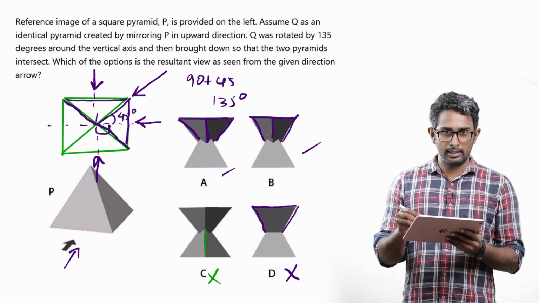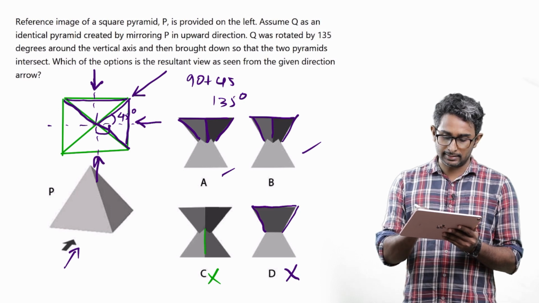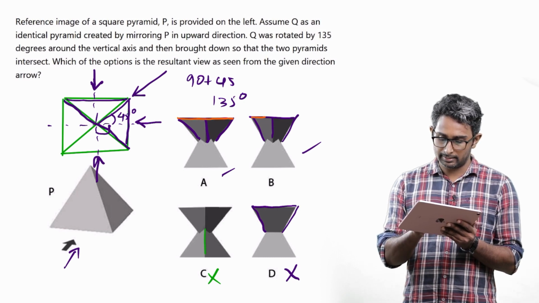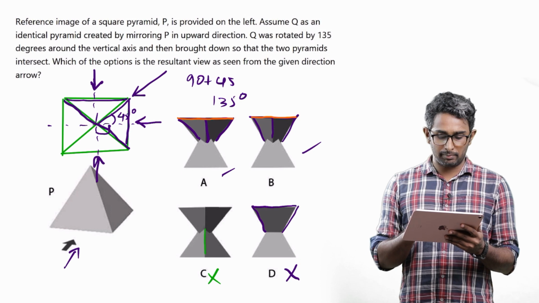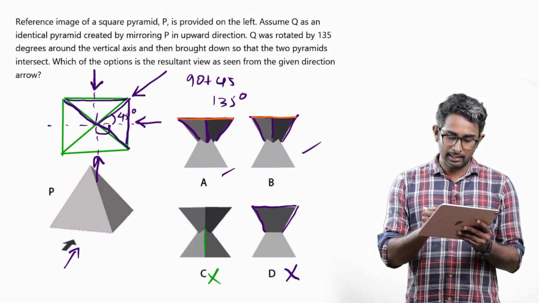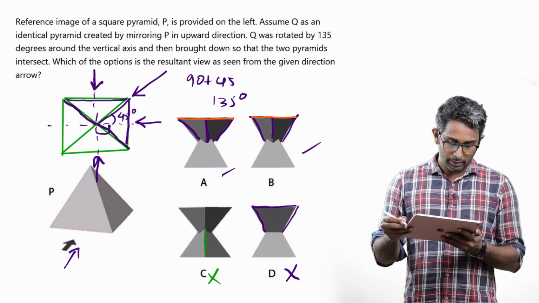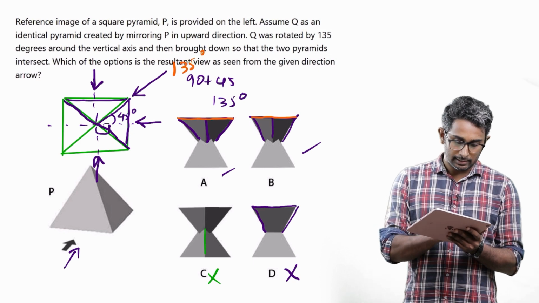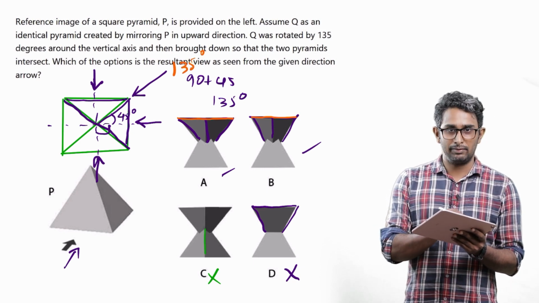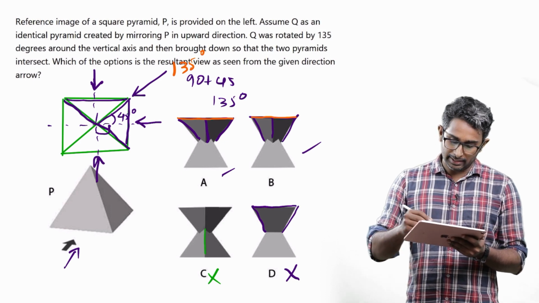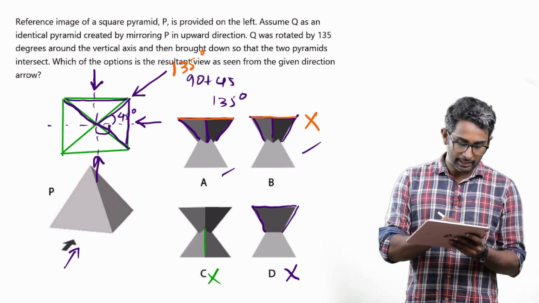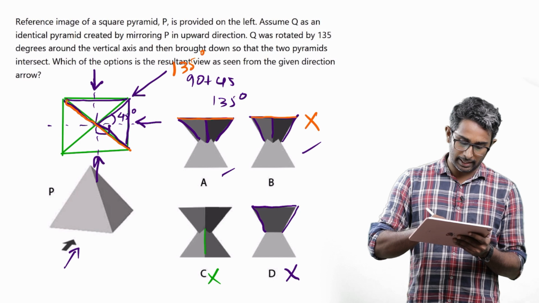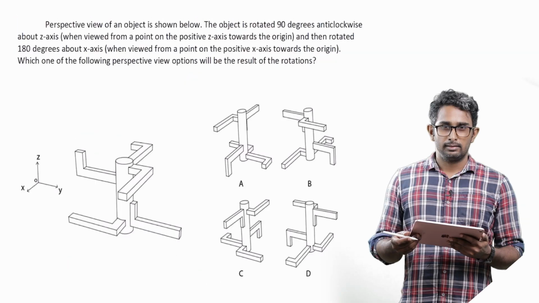The only difference between options A and B is the base. Let me mark it with a different color. This line and this line. If you observe options A and B, the baseline for A is lengthier than the baseline for B. In the top view that I have drawn here, if you view from a 135 degree angle, the diagonal length is the base that we can actually see. So we can eliminate option B because we can actually see the base as a lengthier portion. So in this particular case, option A would be the correct answer. Let's solve the next question.